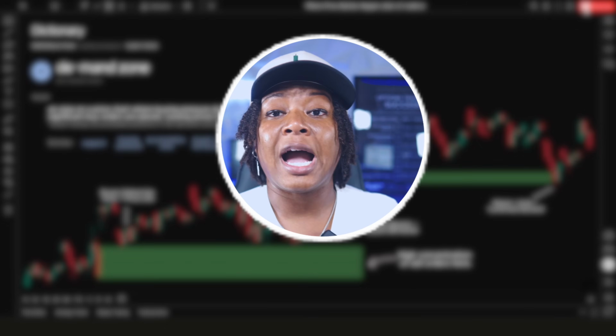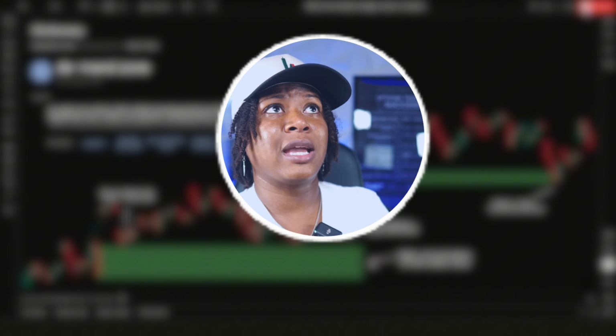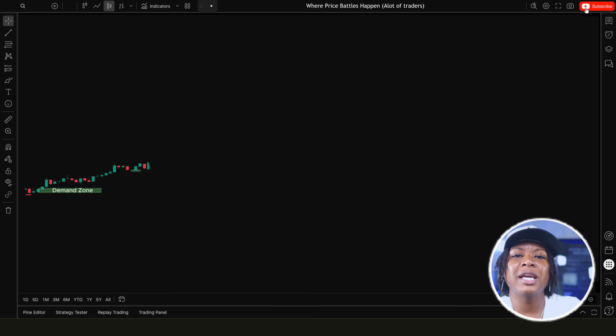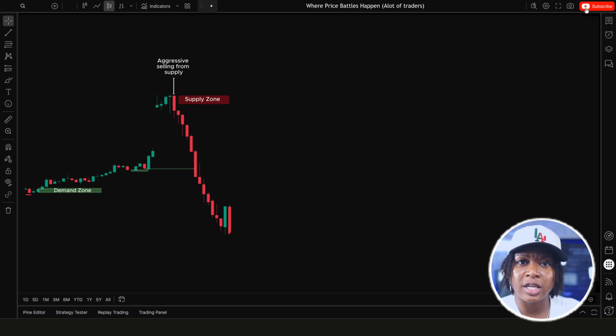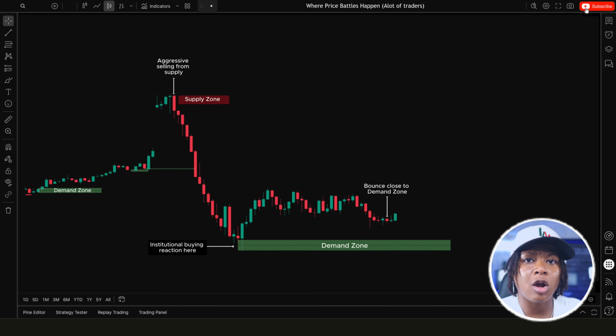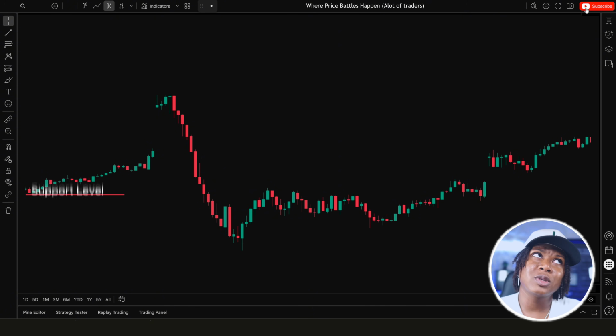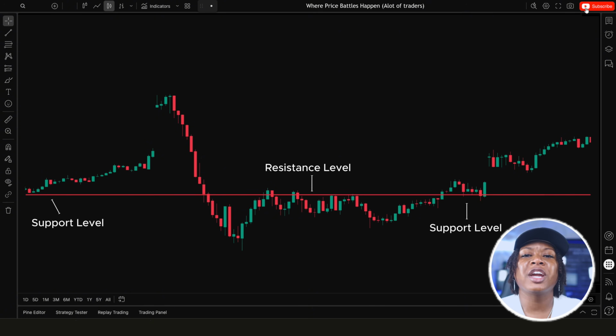So you may be thinking, wait, aren't these just support and resistance levels? And honestly, I thought the same thing. Supply and demand, support and resistance, what's the difference? Here's the difference. Supply and demand zones are broader areas. So they're almost like regions on your chart where price action tends to shift direction. Support and resistance levels, on the other hand, are like specific price points.